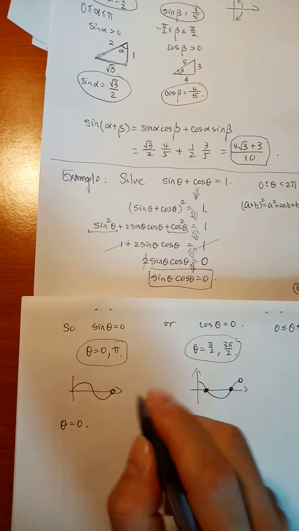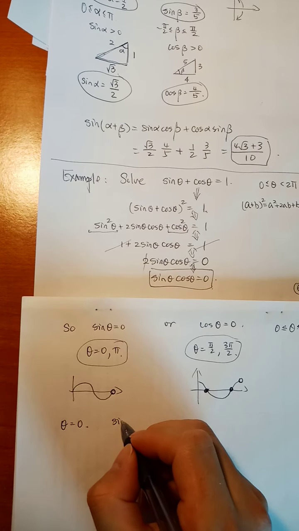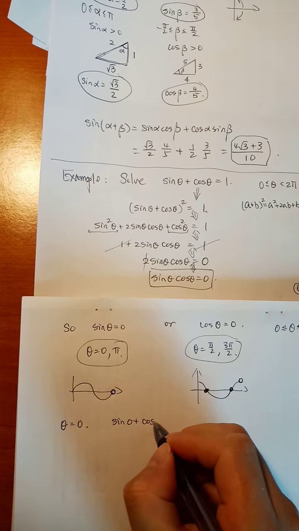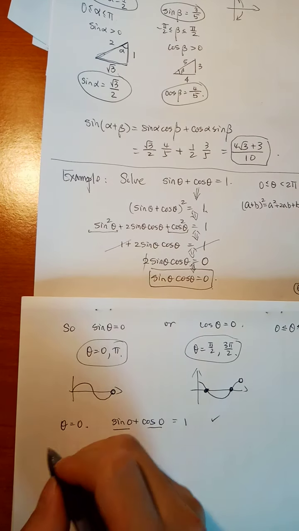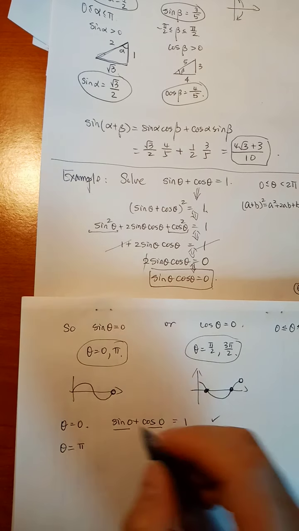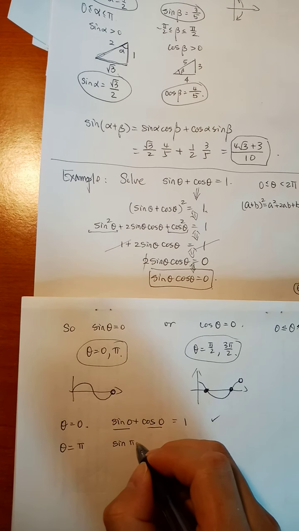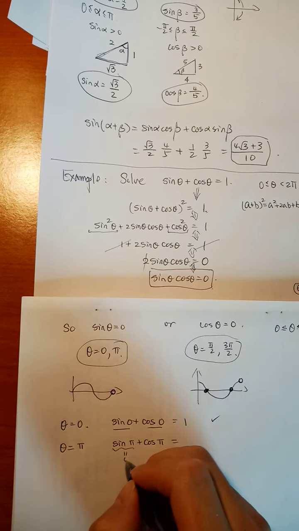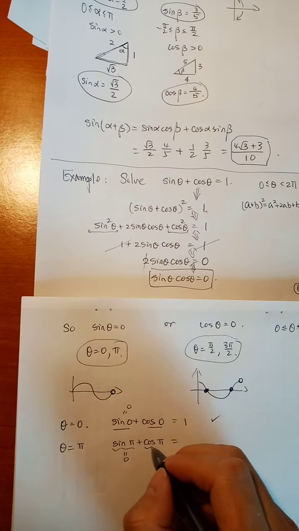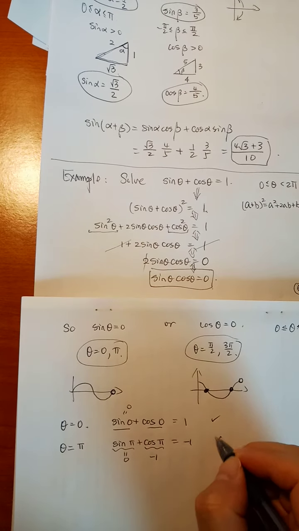Theta is 0. Sine 0 plus cosine 0. Sine 0 is 0. Cosine 0 is 1. It's 1. Good. Theta is pi. Sine pi plus cosine pi. Sine pi is 0. Cosine pi, unfortunately, is negative 1. Bad.